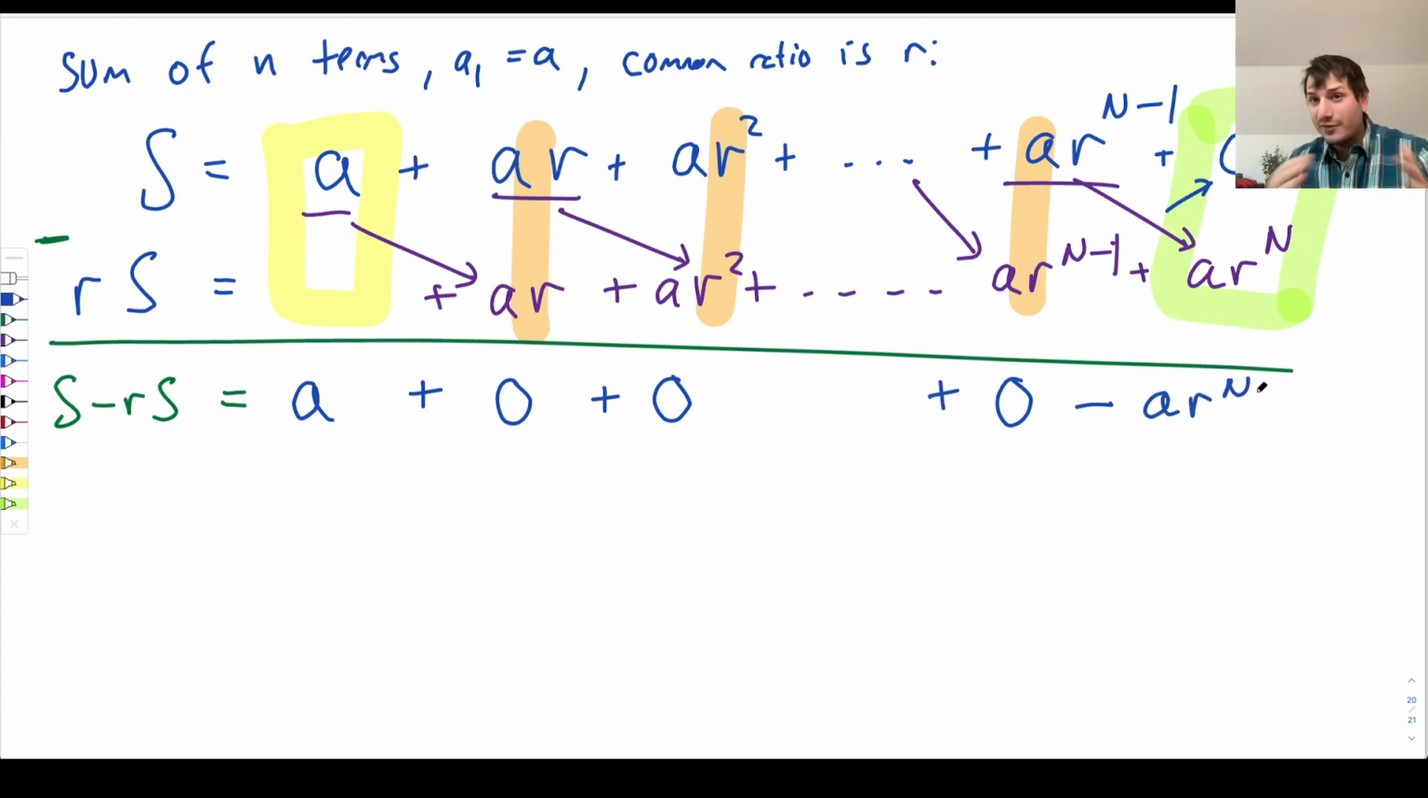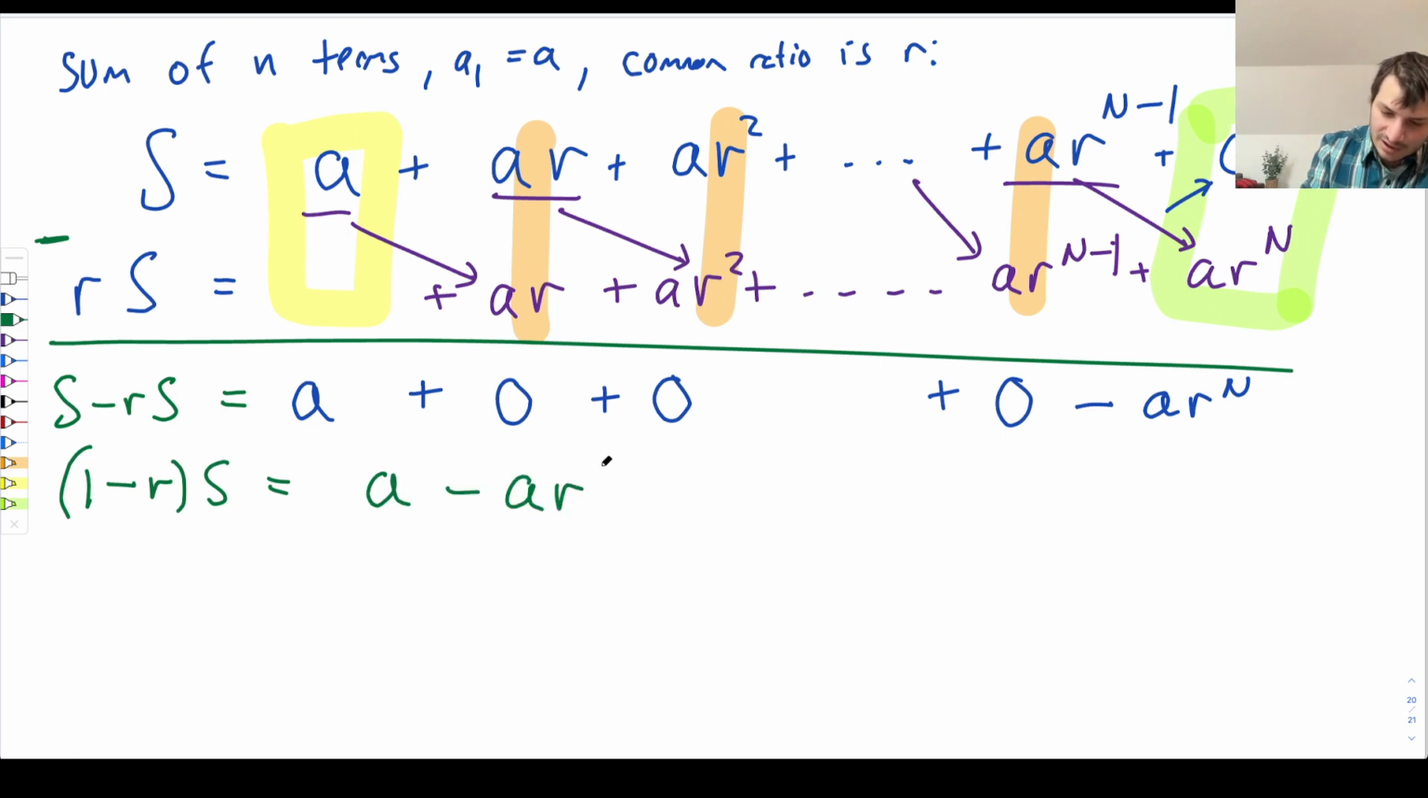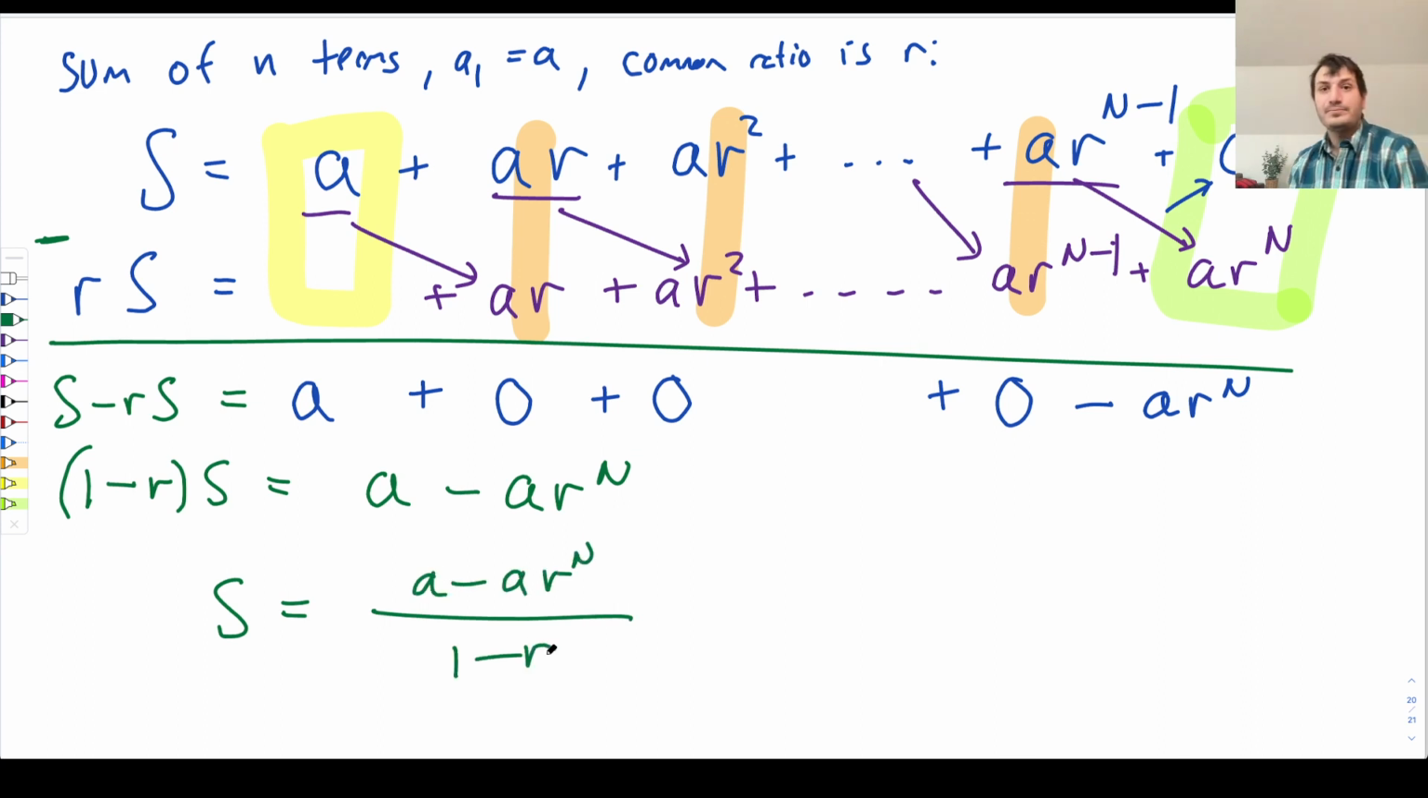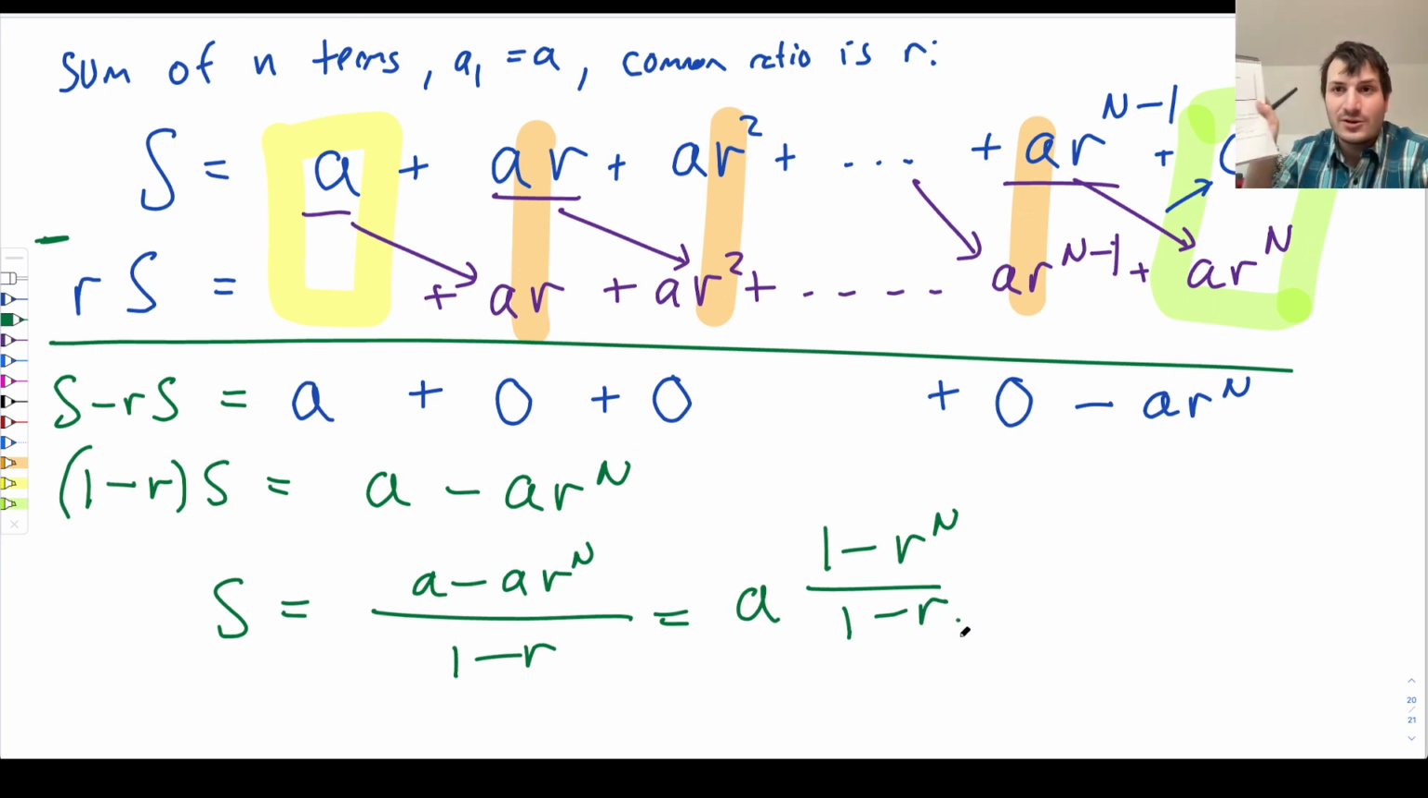Okay. Perfectly nice equation with only 4 things in it. S minus r times s is equal to a minus ar to the n. So if you just factor out, this is 1 minus r times s is equal to a minus ar to the n. In other words, s is a minus ar to the n over 1 minus r. You can also factor out an a if you want. A times 1 minus r to the n divided by 1 minus r, which is exactly the formula in result 38. So if you want to check it out in the notes, this is the answer.